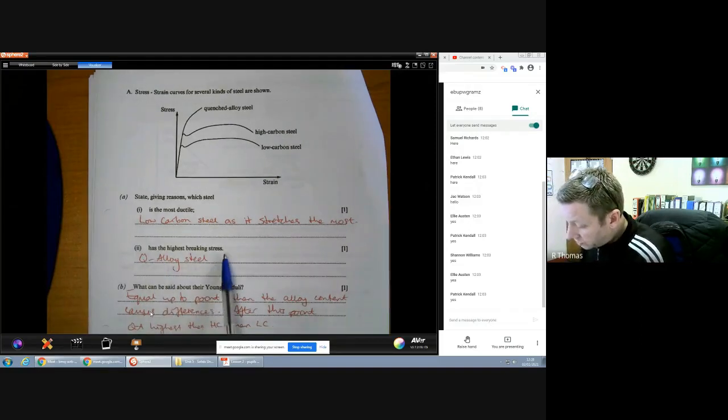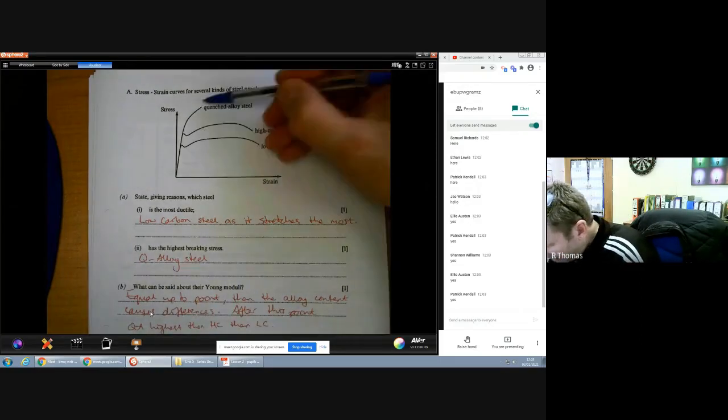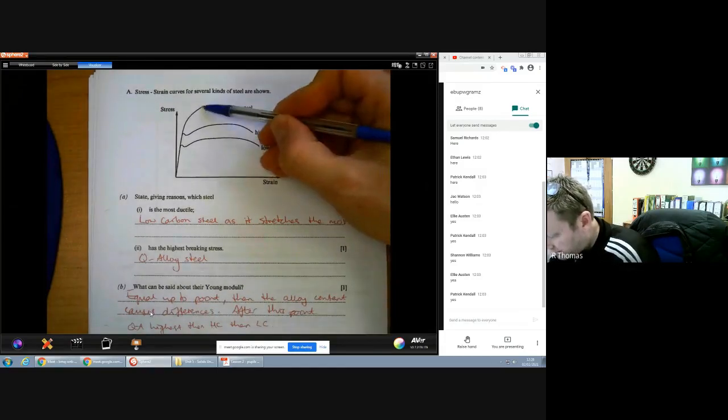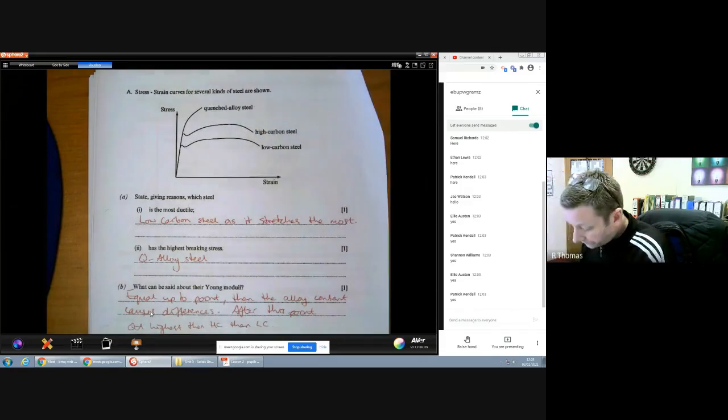Which has the highest break-in stress? Well, it breaks at the end of the graphs, so it breaks here, here, and here. Obviously, this one here is the highest one, the quenched alloy.